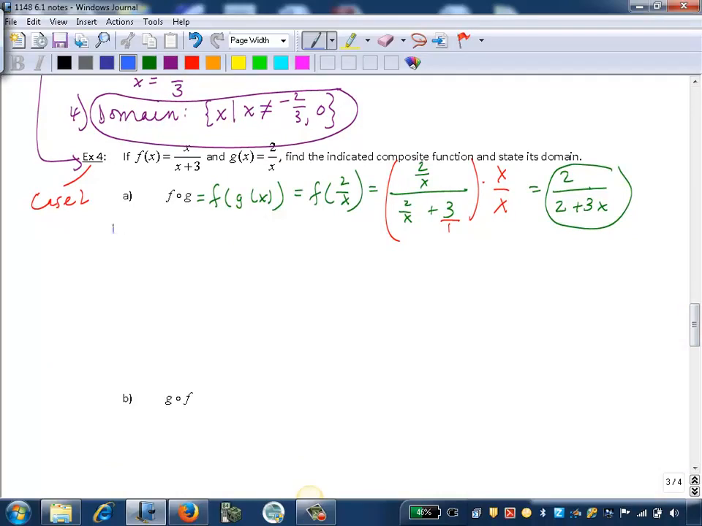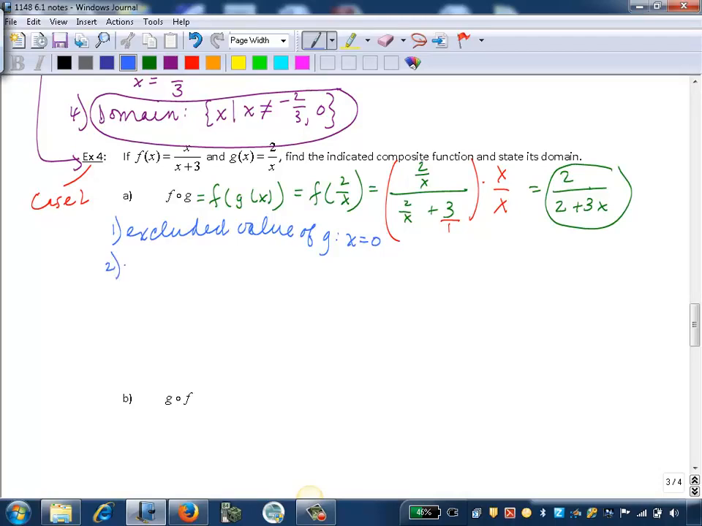So our first step is the same in either case. We want to look at the inner function, in this case g, and find any values to exclude from the domain of g. So g, again, it's a rational function, so we know the denominator can't be 0. So if we had a 0 in for x, that would make the denominator 0. So our excluded value of g will be x is equal to 0.